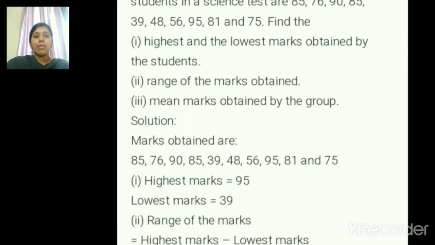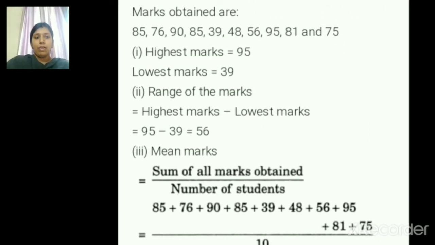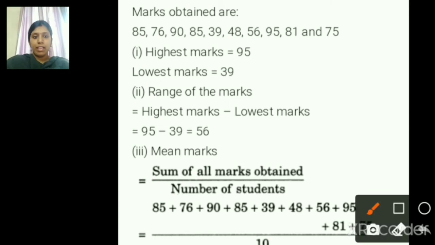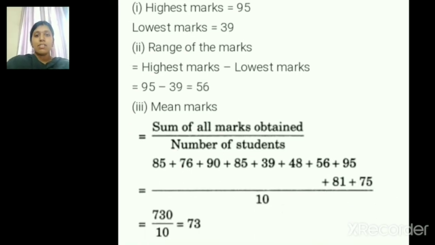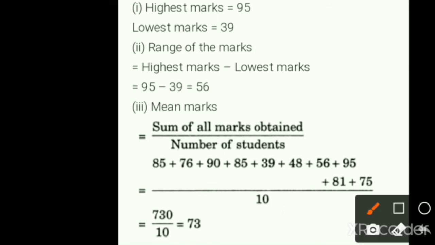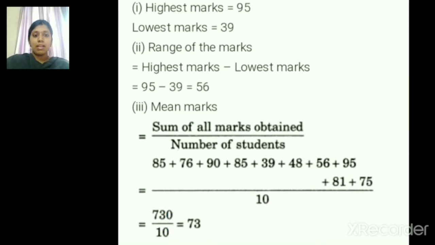So children, divided by 10. In the numerator you are adding all the marks. When you add them, you are getting 730. So 730 divided by 10. The 0 from the numerator and denominator we can cancel. So we have 73. So the mean mark is 73. Clear, children?